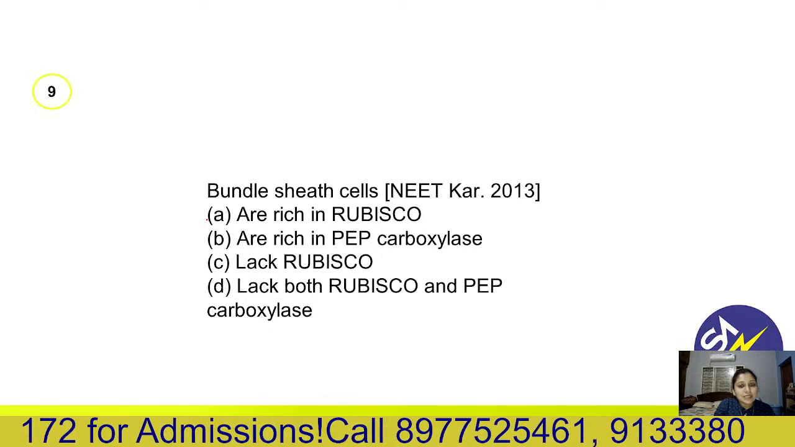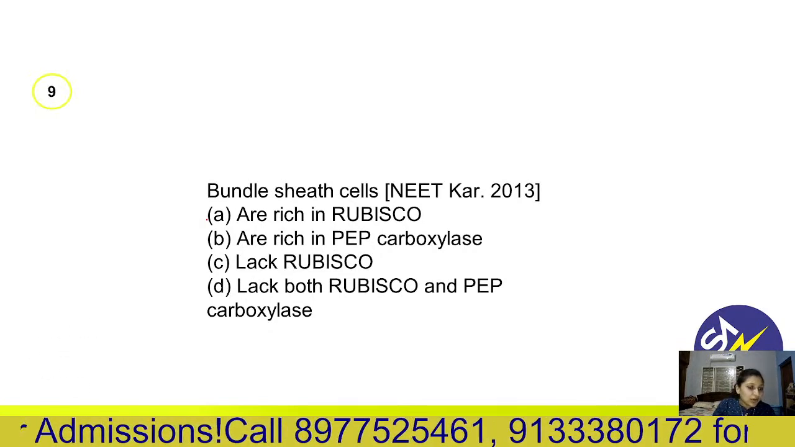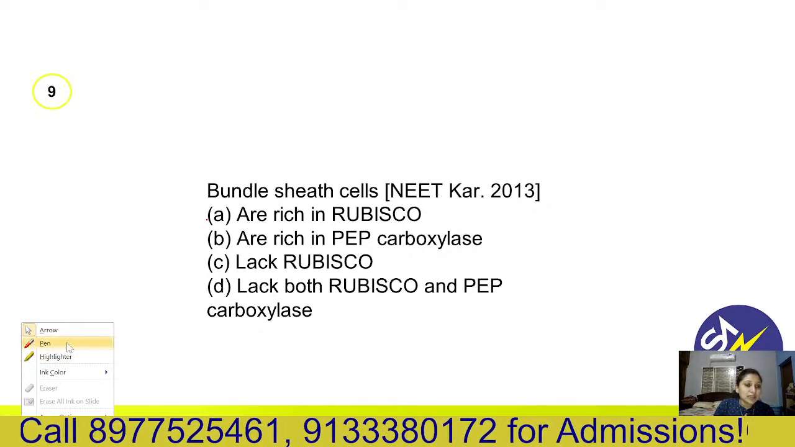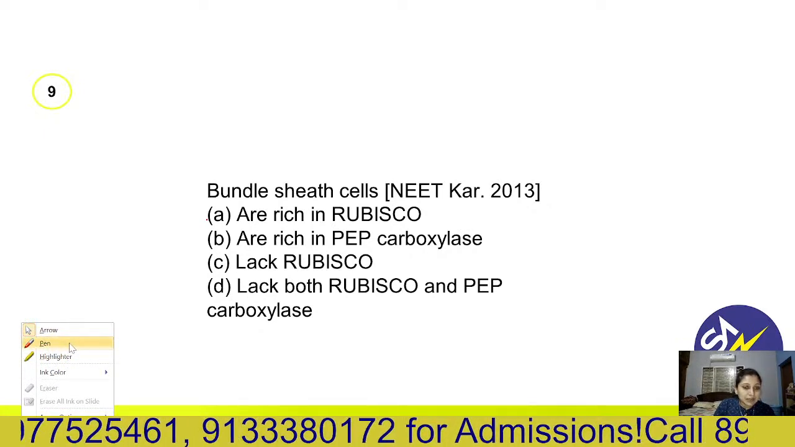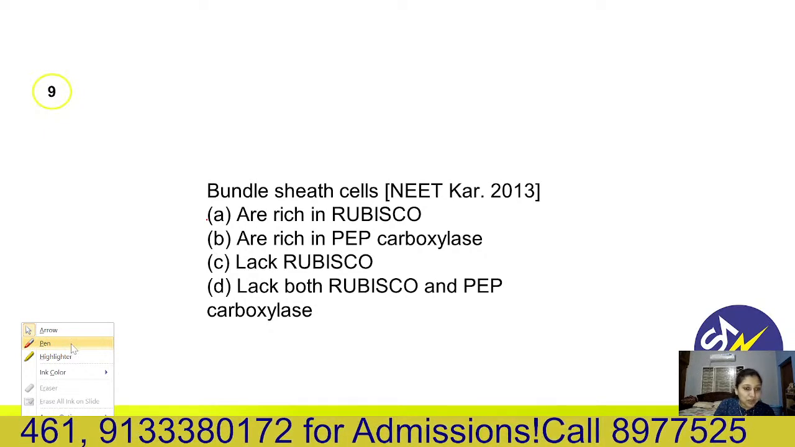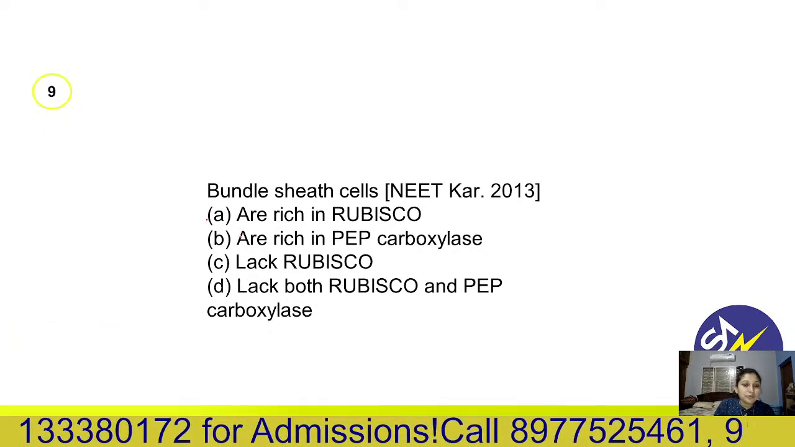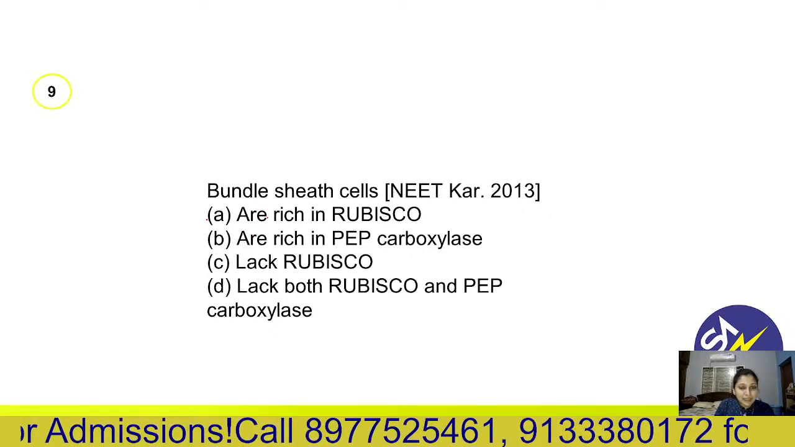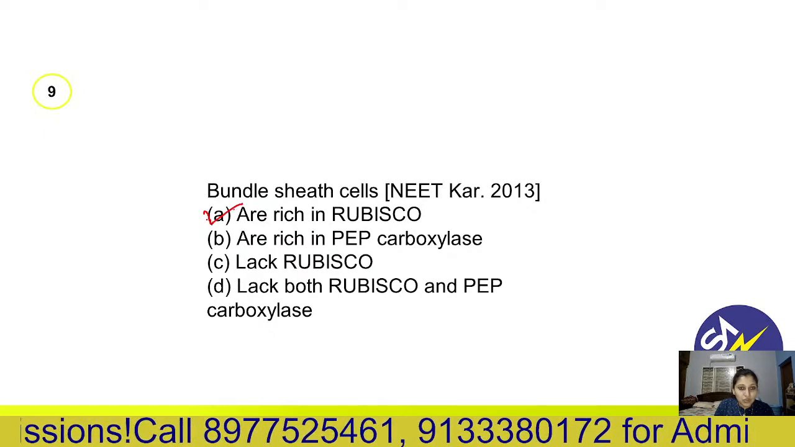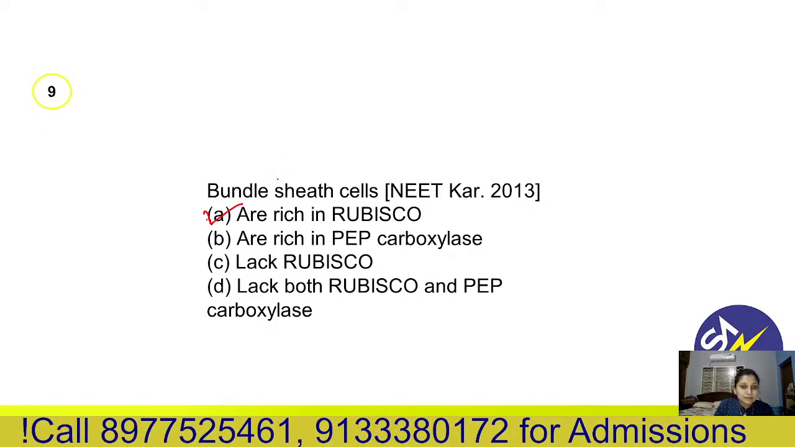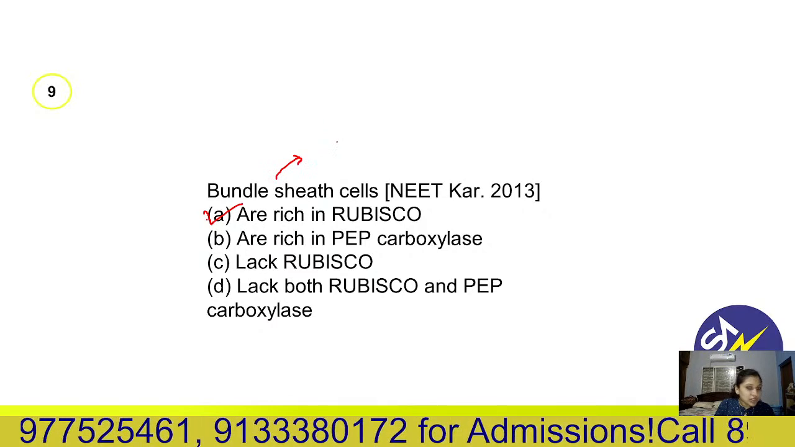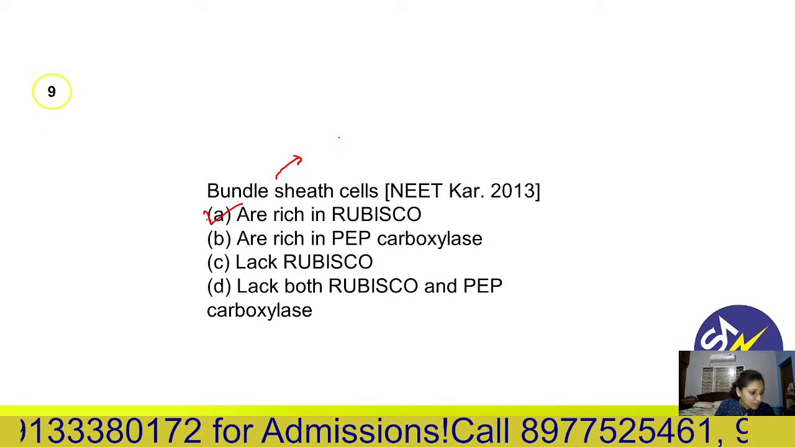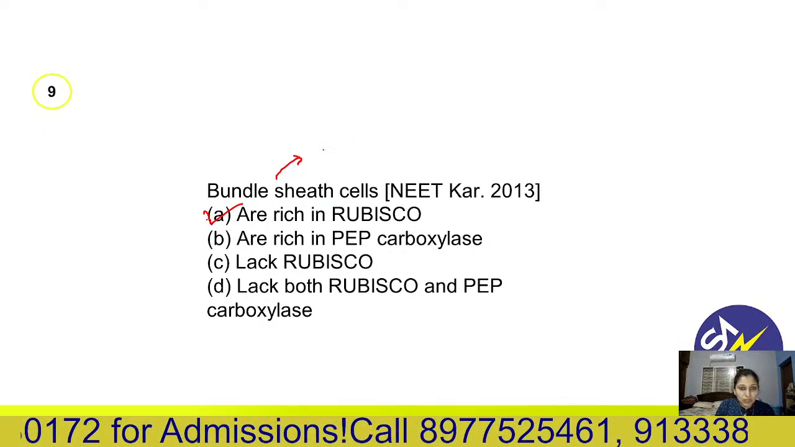Then bundle sheath cells. If you have attended the first half an hour of this class carefully and with concentration, then you might get all the answers correct. Yes, bundle sheath cells are rich in rubisco. They lack PPKs. Yes, the answer is 8A. Now you're back, Niharika. Yes, 8A, they are rich in rubisco.